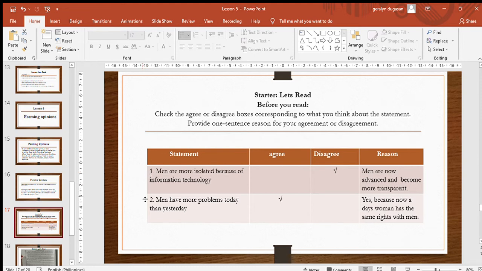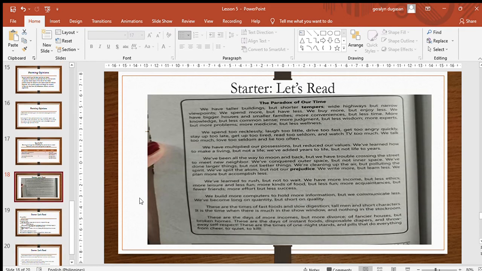Statement number 2. Men have more problems today than yesterday. And I agree. And my reason is yes, because nowadays woman has the same rights with men. So next, let's read the paradox of our time.